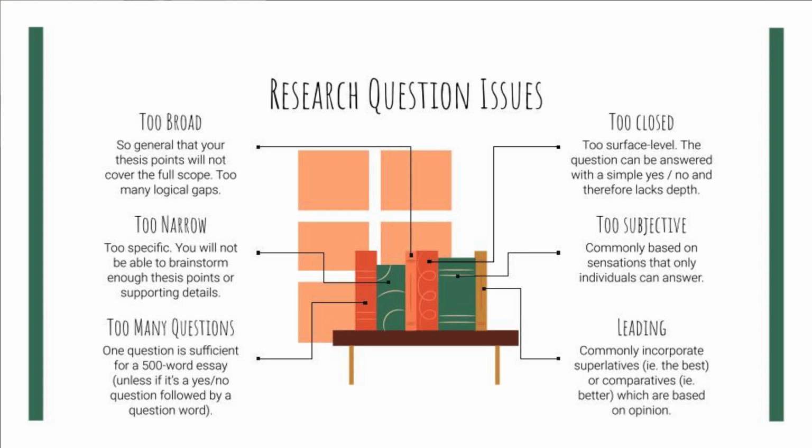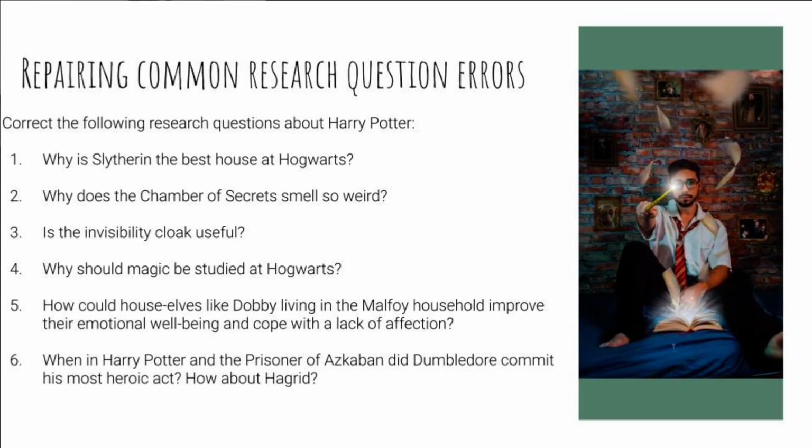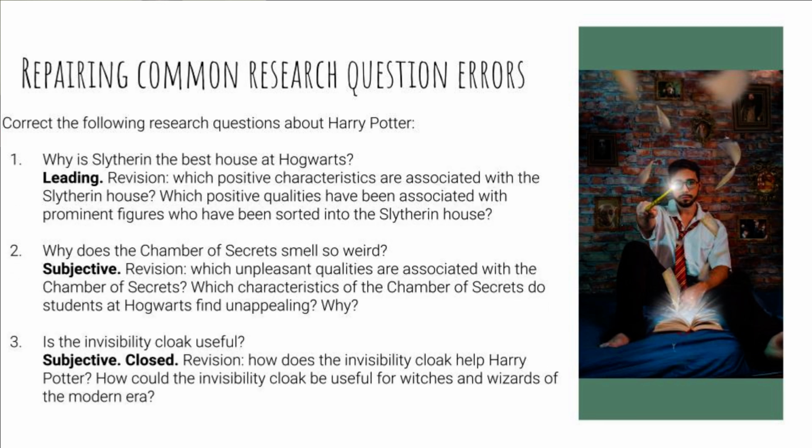All right, let's try this with Harry Potter. So let's think about too broad, too narrow, closed, too many questions, subjective, leading. Take a moment, read these, and think about which problems they have. Let's have a look at the answers. So why is Slytherin the best house at Hogwarts? First of all, this is leading. You're using a superlative like best house. Or even if you said, why is Slytherin a better house than Gryffindor? Could you measure good, like a degree of goodness? Probably not.